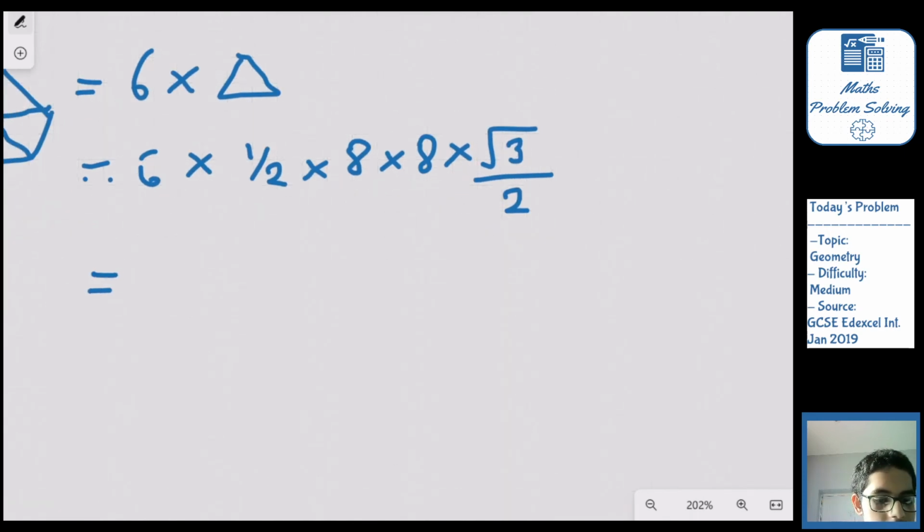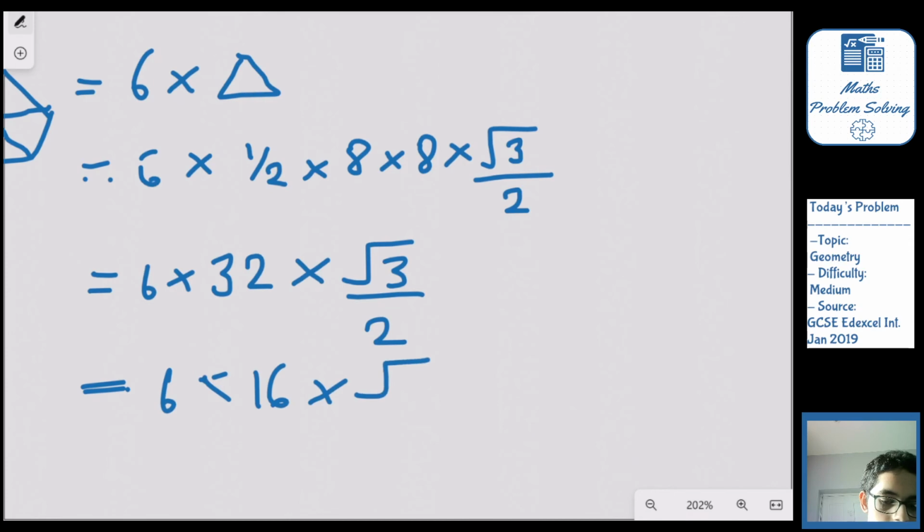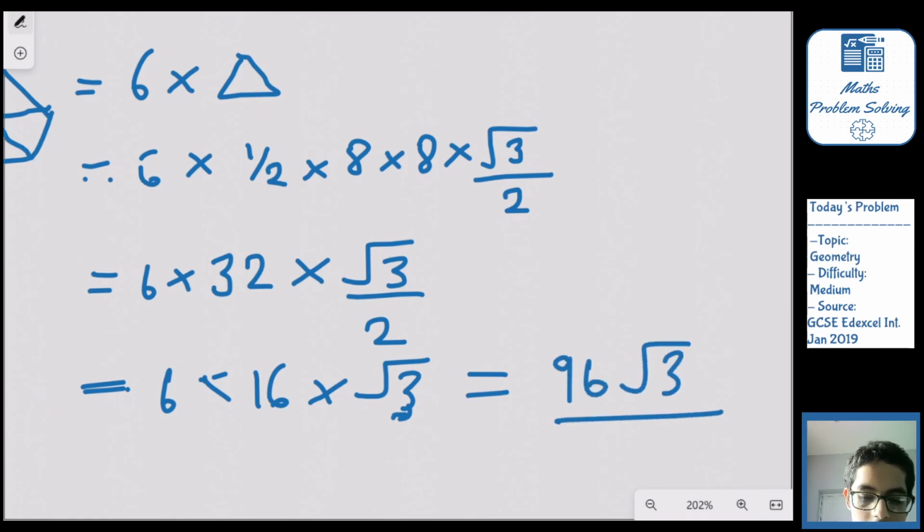Now let's write this a bit more concisely. So 6 times 64 divided by 2, so 6 times 32, times the square root of 3 divided by 2, which equals 6 times 16 times the square root of 3. And now 6 times 16 is 96. So all of this just equals 96 times the square root of 3.